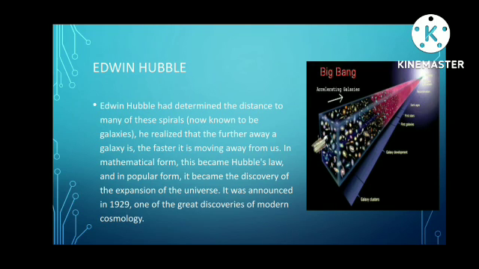So the discovery of Edwin Hubble had determined the distance to many of the spirals, now known to be galaxies. He realized that the farther away a galaxy is, the faster it is moving away from us. In mathematical form, this becomes Hubble's law, and in popular form, it became the discovery of the expansion of the universe. So it was announced in 1929, and it is one of the great discoveries of modern cosmology.